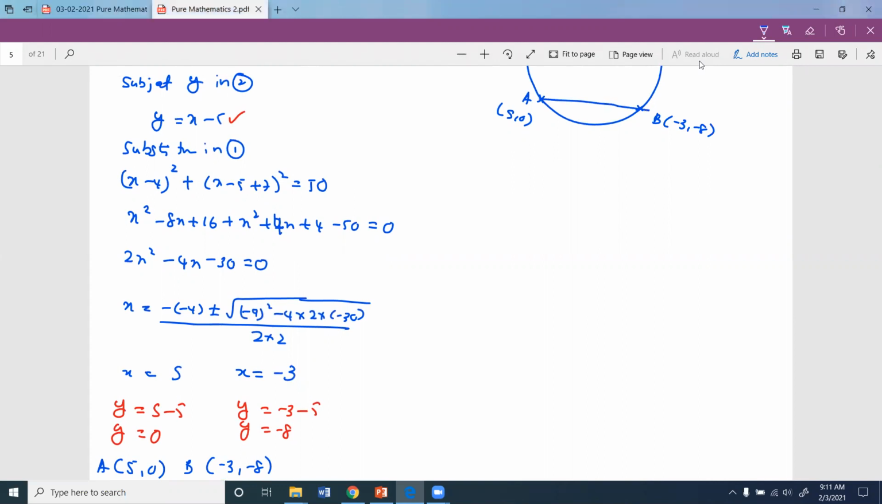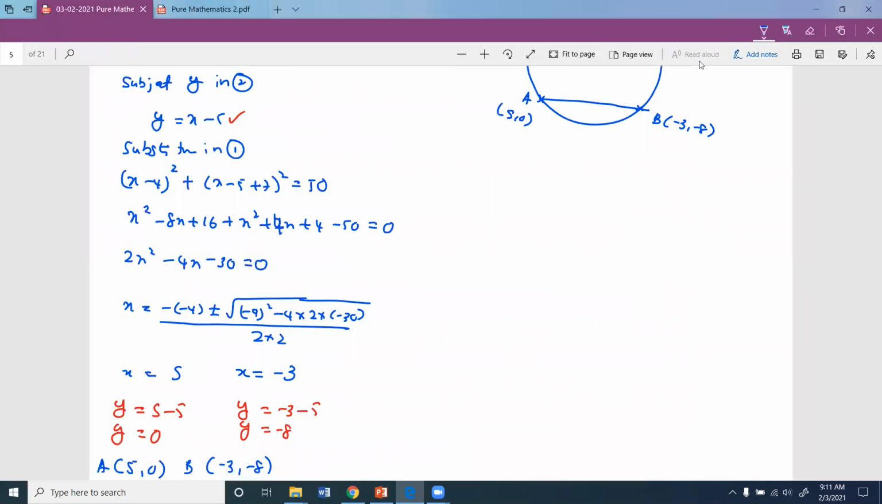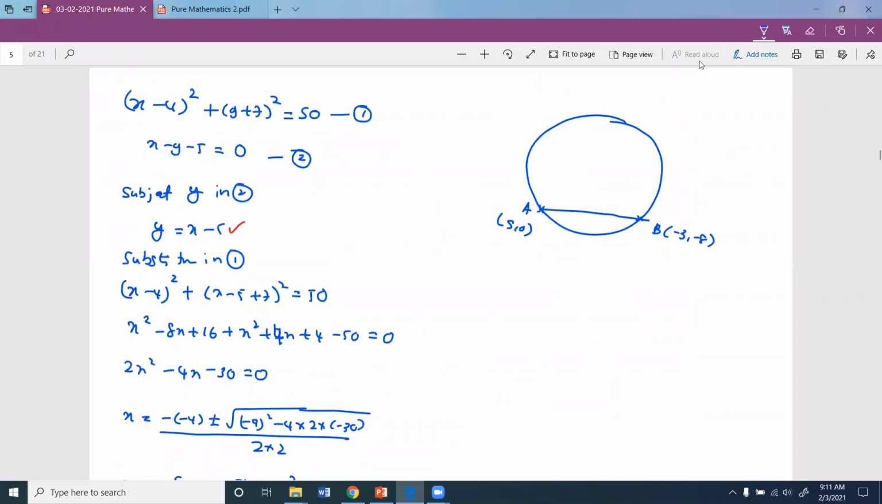Then the next part of the question is to find the equation of the perpendicular bisector of AB. What do we mean by perpendicular bisector? It travels through the midpoint and is perpendicular to AB. So initially I can find the coordinates of M. M is the midpoint of AB, and it is called the perpendicular bisector.